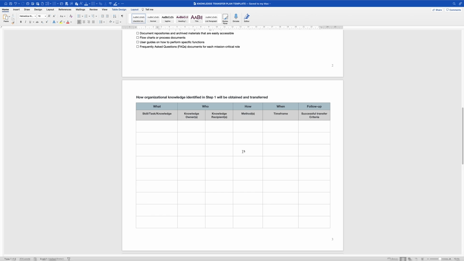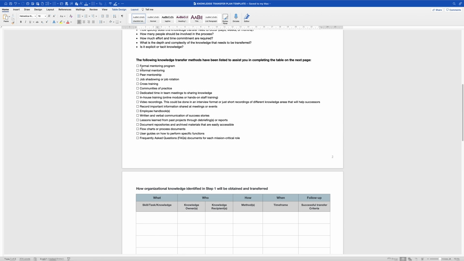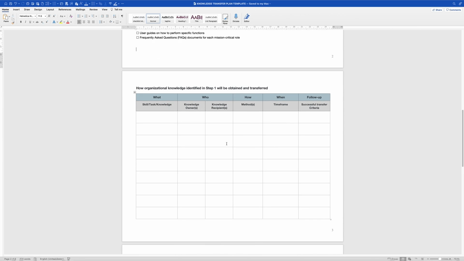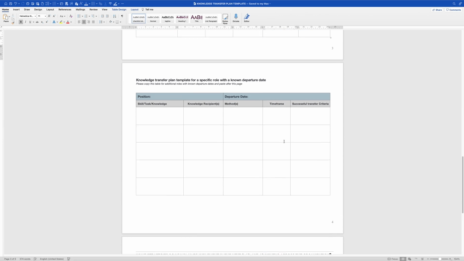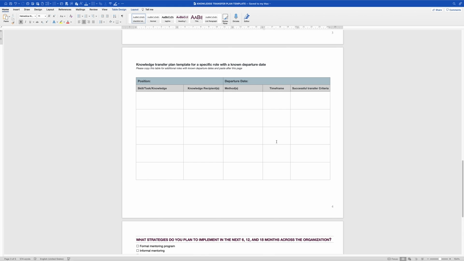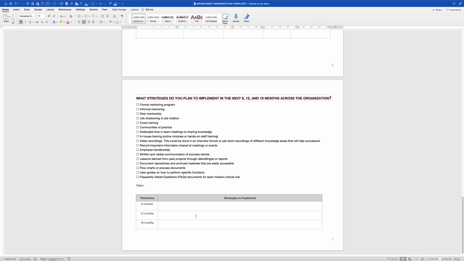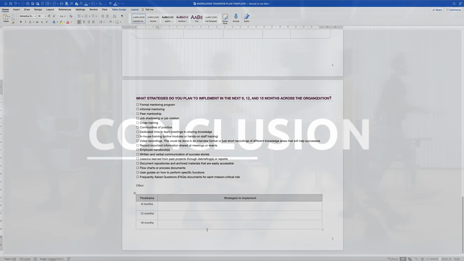A comprehensive list of knowledge transfer methods has been provided for you. Most organizations will already be doing at least a few, if not several, of the listed methods. The table on page 3 is to provide you with a snapshot of the knowledge that needs to be transferred in your organization and how and when it will be done, while the next table is for a specific role with a known departure date. And like the succession planning checklist, sections have been provided on the template that you can use to plan what strategies you want to implement in the next 6, 12, and 18 months.